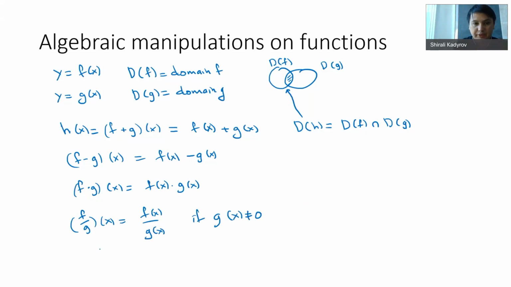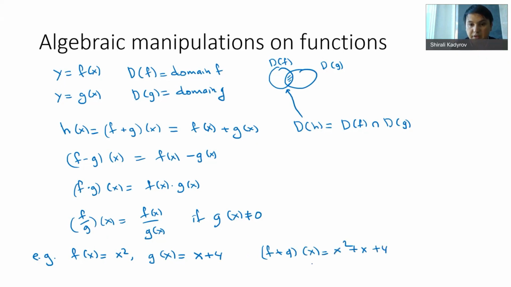If you really want an example, I can give a quick one. We can take f of x to be x squared, and g of x to be, if you like, x plus 4. Then what is f plus g of x? You add x squared and x plus 4, so it's simply x squared plus x plus 4. Let's do f times g of x. This is x squared multiplied by x plus 4, and so on and so forth. It's more or less clear.